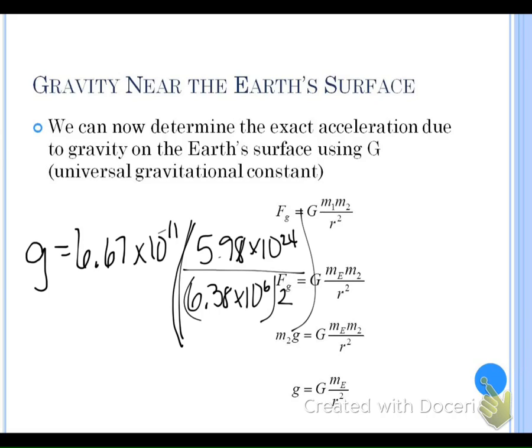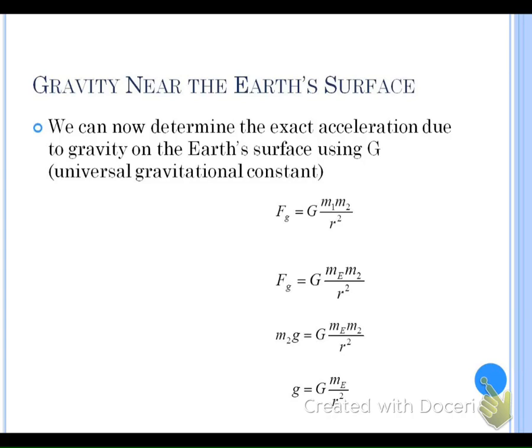If I do that, what should my acceleration due to gravity be? Because this is on the Earth's surface. What should I get? 9.8 meters per second squared. So if you plug these numbers into your calculator, you should get 9.8 meters per second squared because that's the acceleration due to gravity on the surface of the Earth.